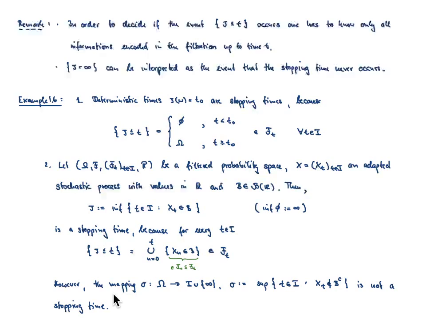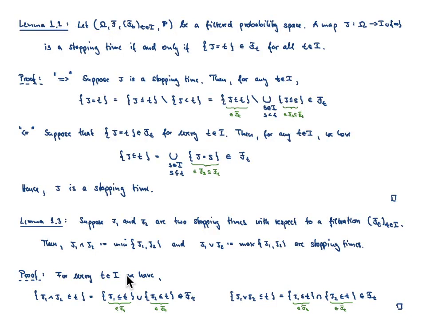Here's also an example of a mapping which is not a stopping time. Namely here, let's define this sigma as a map from omega to the index set union infinity, and it's defined in the following way: sigma is equal to the supremum over all time points such that X_t is not in B complement, meaning this is the last time point before the process enters into the set B. But you see, for the last time point, now you have the problem, in order to decide whether this is really the last time point, you have to look into the future. And since you have to look into the future, it cannot be a stopping time, because a stopping time has the property that it only depends on the information up to time t, but not on later values.